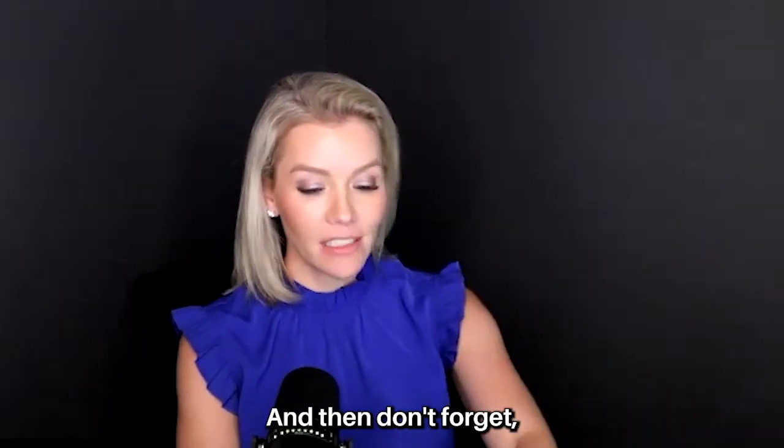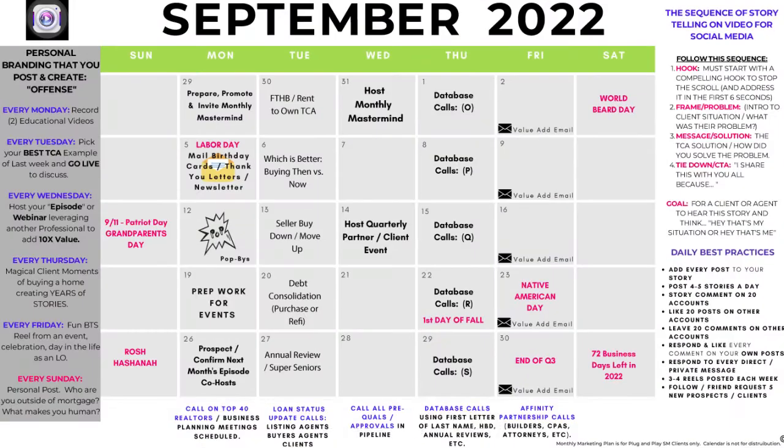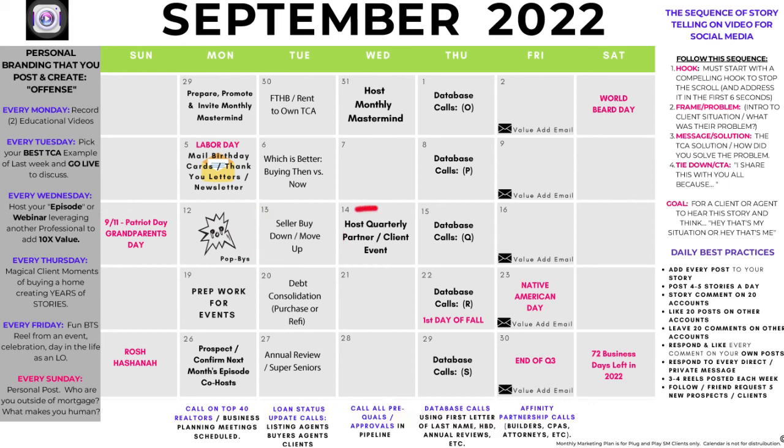And then don't forget, keep executing your strategy for September this coming week. Remember, Monday is a good day to do your pop buys to your partners that send you business. Tuesdays, I want you to go live and do a seller buy down or a move up TCA strategy. Wednesday, you're going to host your quarterly partner/client event. Those of you who are hosting events, which I really hope everybody is.